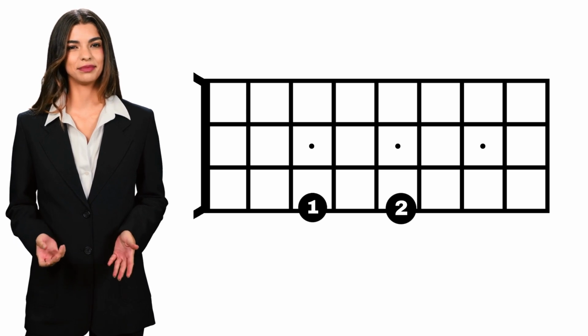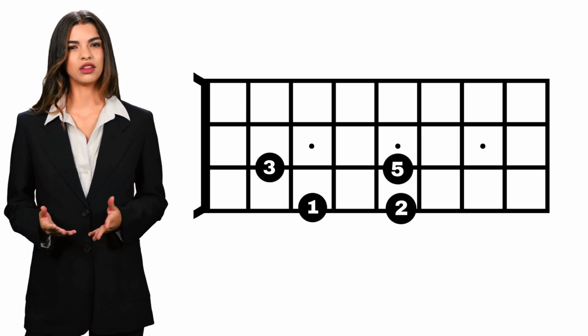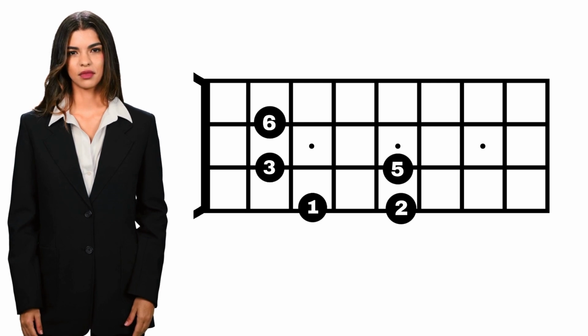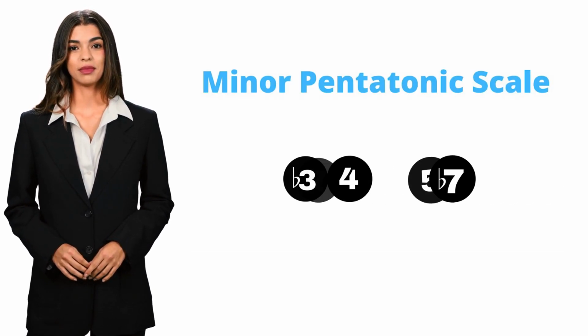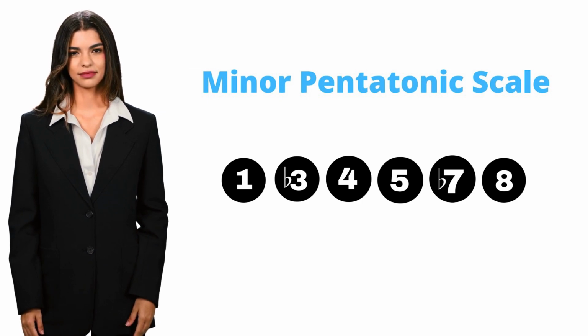The major pentatonic is formed by a tonic, the first, a major second, a major third, a perfect fifth, and a major sixth, which is 1 tone and a half away from the octave. Now, we're going to study the minor pentatonic. The minor pentatonic is a scale that we're always going to be able to use over a minor chord.